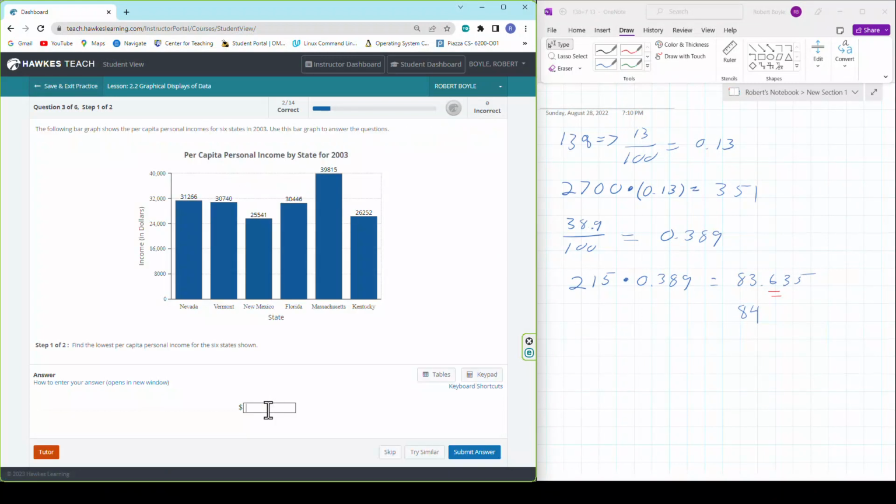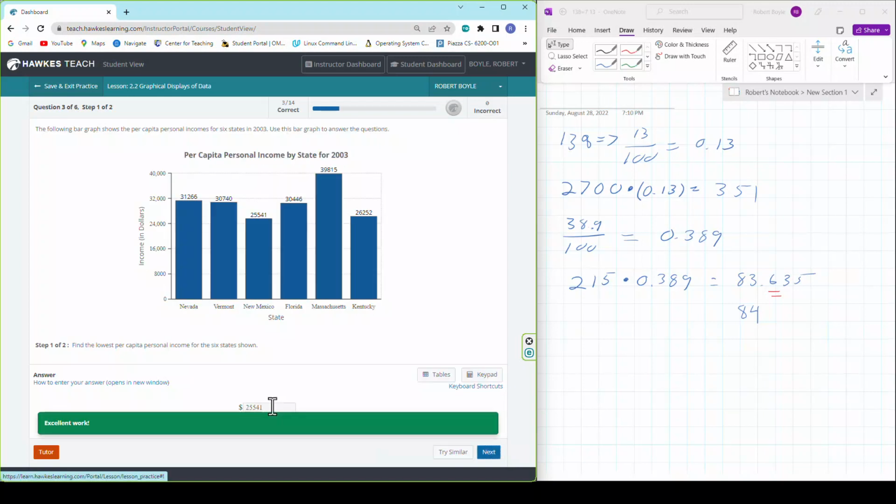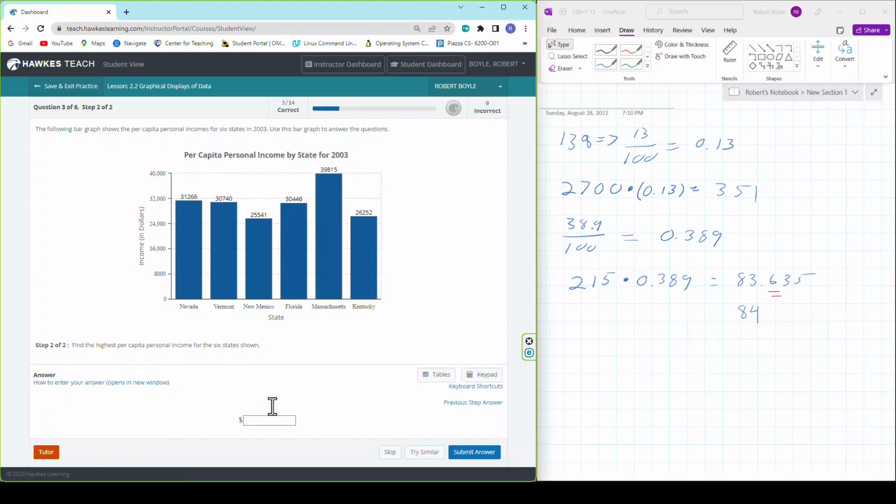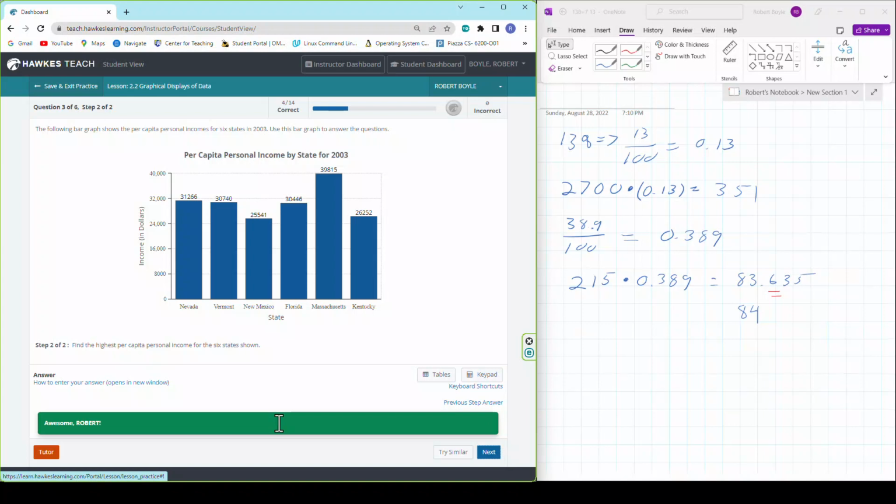Okay, next one. This bar graph shows the per capita personal income for 6 states in 2003. So kind of exactly like our example. You want to use this bar graph to answer 2 questions. What is the lowest? Smallest number. It's right there, New Mexico, $25,541. Next one. What is the largest? In this case, it's Massachusetts, 39,815. And there we go.